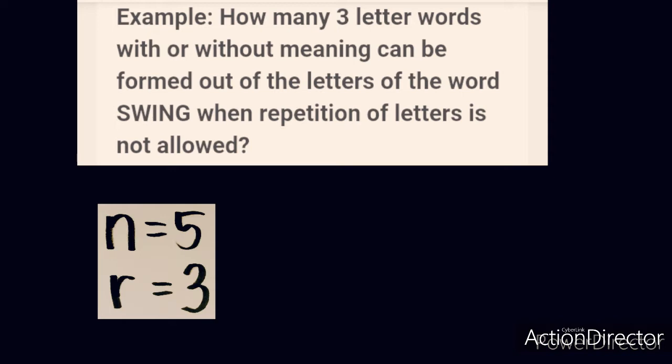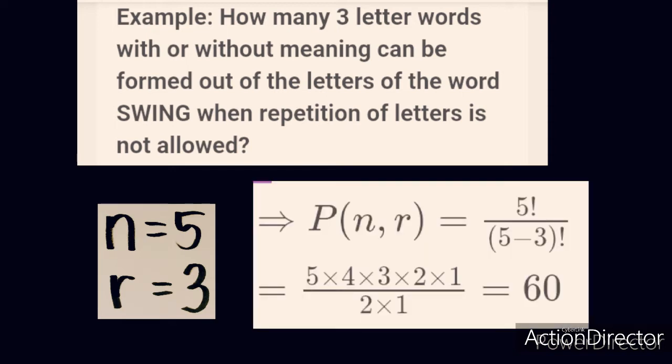The permutation of 5 taken 3 is equal to 5 factorial over the quantity of 5 minus 3 factorial. So 5 times 4 times 3 times 2 times 1 all over 2 times 1 is equal to 60. Therefore, there are 60 ways that three-letter words with or without meaning can be formed out of the word SWING when repetition of letters is not allowed.